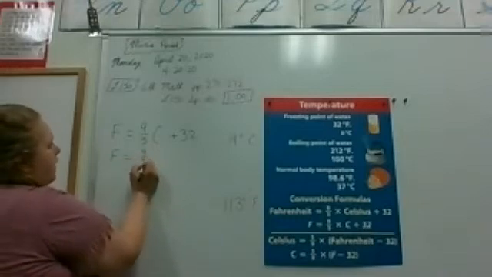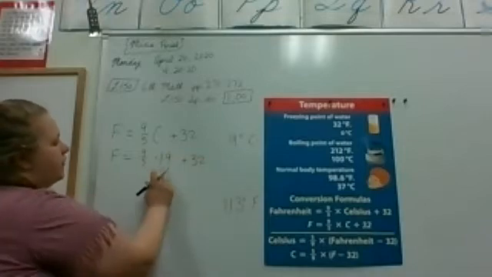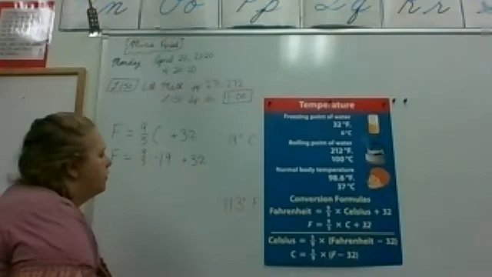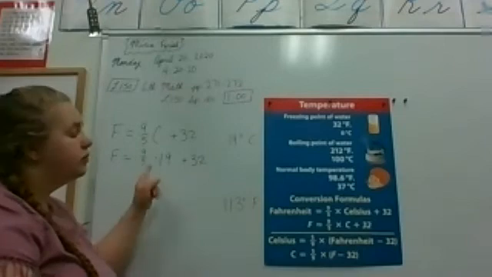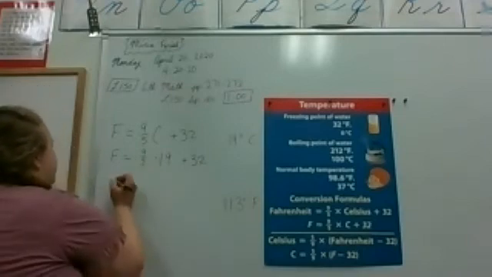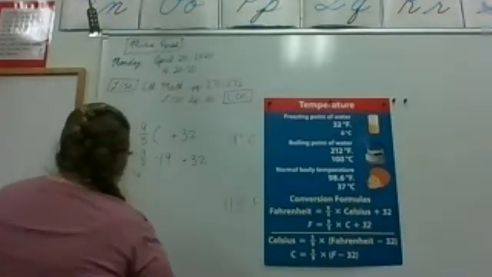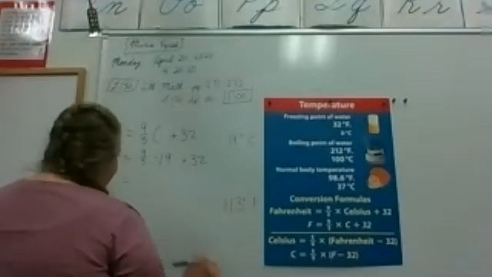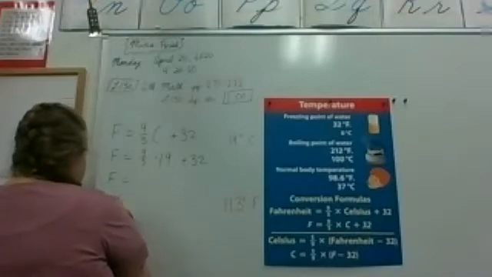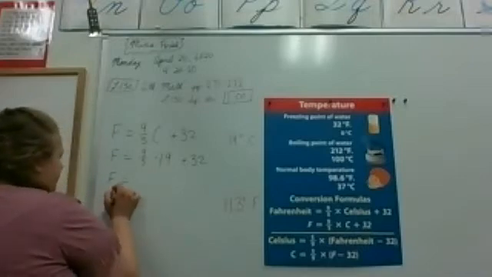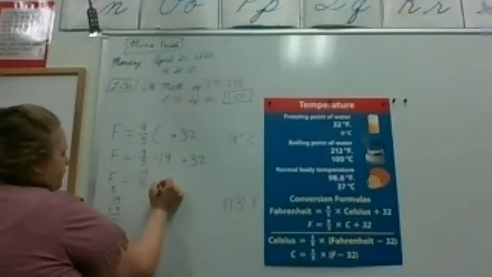Okay, so 9/5 times 19 plus 32. Now, can we add 19 and 32 first, or do we have to multiply it first? We go back to our order of operations, and multiplying comes before addition, right? So F equals, all right. So in this case, we're going to go 9 times 19, and I have to write that out because I don't know that one off the top of my head. It's 171 over 5.